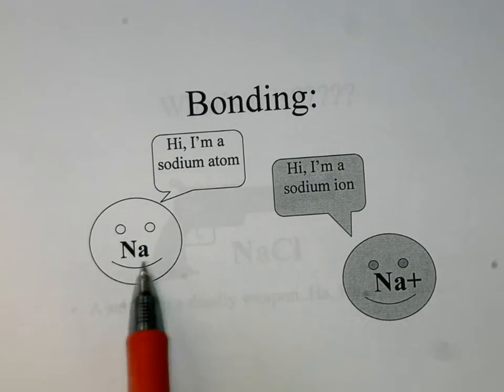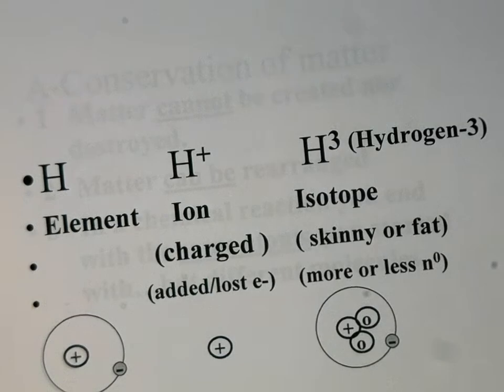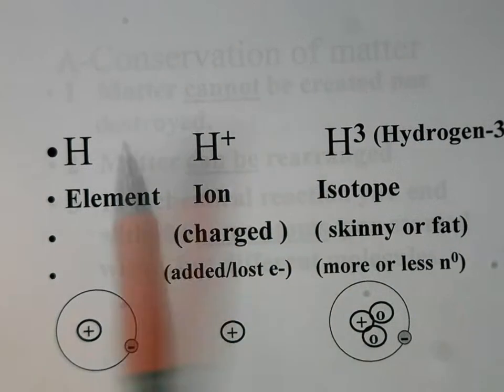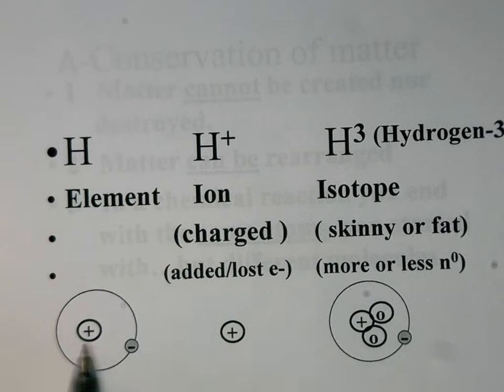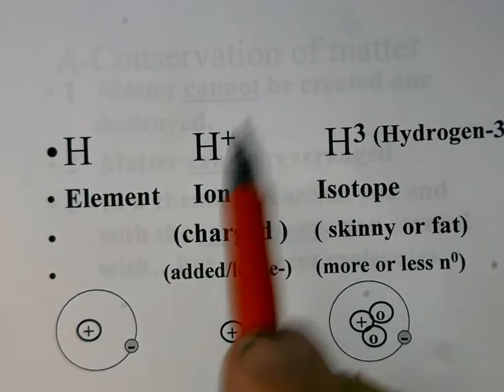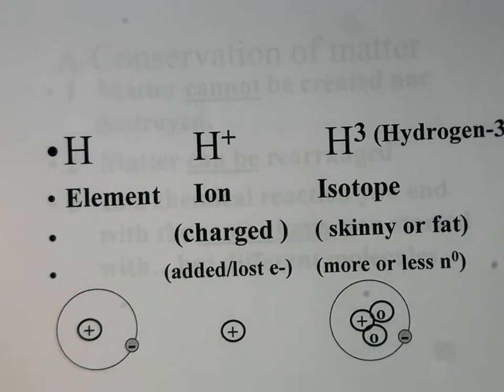The difference between these two: this one is ionized and it's a sodium ion. Just a reminder in this unit, when we draw H, that means it's the element hydrogen. If we draw H+, that means it is ionized. It has lost its electron because it would like to be like helium.